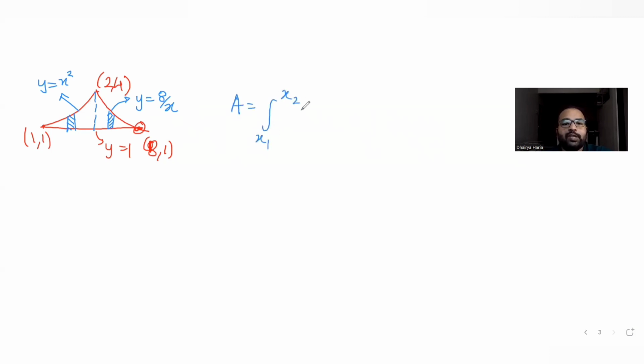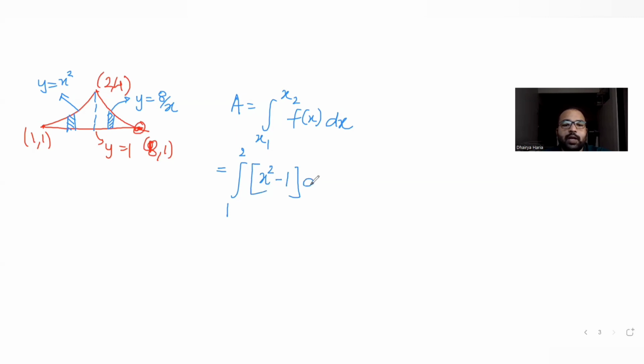So now if you take this, let's understand how we will progress with the question. It goes from x1 to x2 and function in terms of x dx. The first vertical strip will have the limits of x going from 1 to 2. The function here is this parabola, y equals to x square. If I do not want the area below this, I'll subtract y equals to 1, so it becomes x square minus 1.